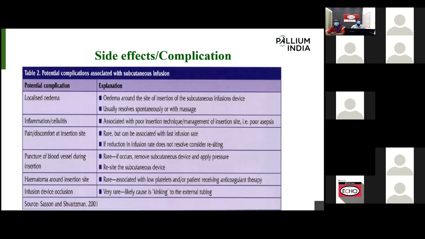Then if the insertion site has any hematoma, it is also very rare. If the patient has a low platelet level or is already taking anticoagulant therapy, in such conditions we can notice a hematoma around the insertion site. It is also very rare. Then infusion device occlusion is very rare, because of the external tubing connecting the butterfly cannula and the infusion fluid. If we use the IV set, kinking of the external tubing will cause this problem. It is also very rare. We need to ensure about that.